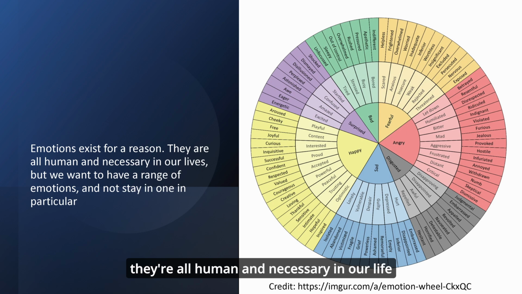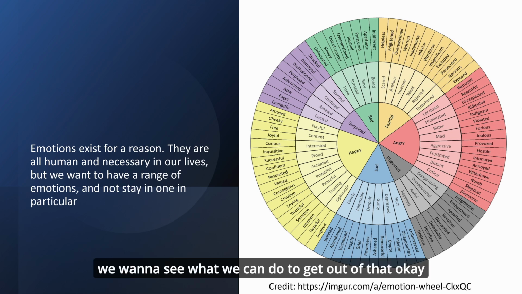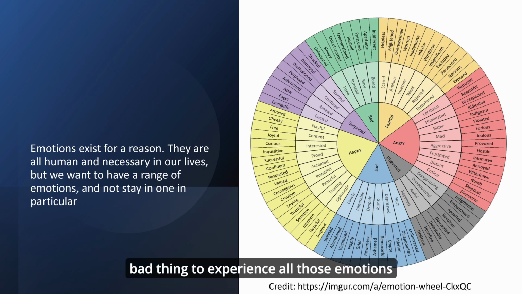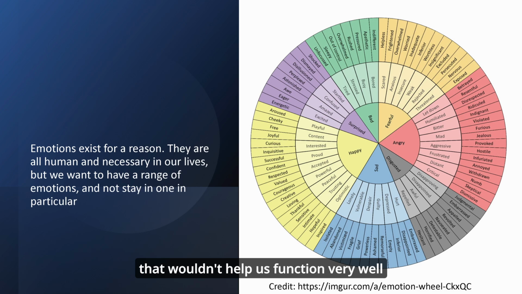So emotions exist for a reason. They're all human and necessary in our life. But we want to have a range of emotions and not stay in one in particular. Okay, so if we're only in anger, we're only in depression, we want to see what we can do to get out of that. Because even though it's not a bad thing to experience all those emotions, we don't want to always feel angry, right? That wouldn't help us function very well.